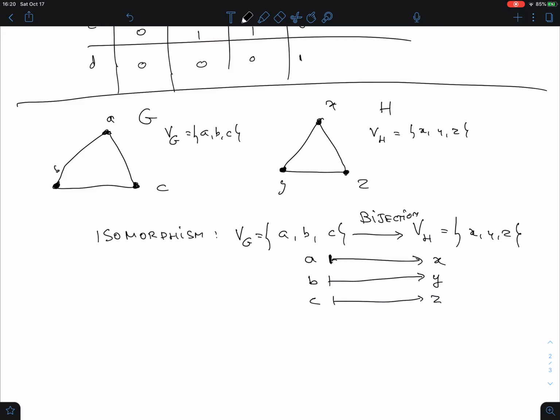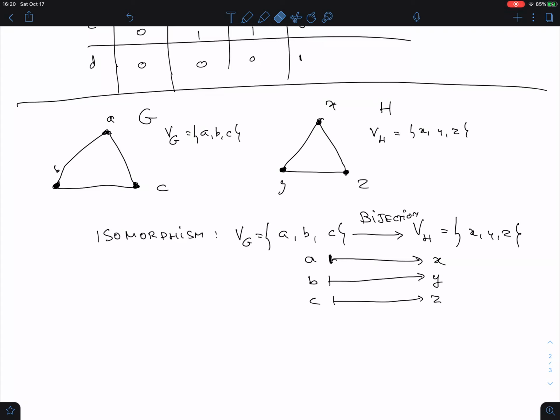If there would be 4 vertices on the right, there's no way I can rename them. If there would be a vertex W here, even if it's not connected to anything, I cannot rename W with the names A, B, and C. I have used them. So that's one thing. We'll talk about that later. The number has to be the same.